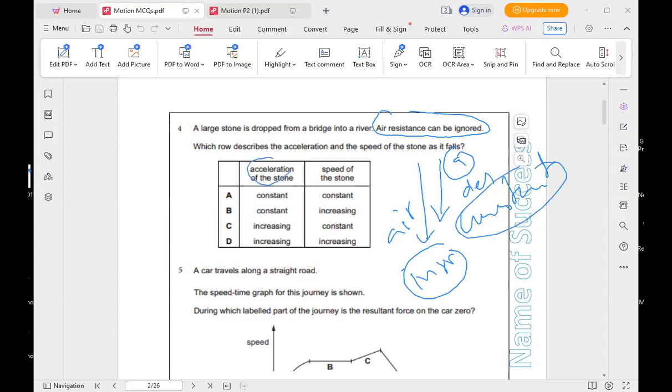So the acceleration is constant in part A and part B. Part C and part D are left out. In part A, the velocity is also constant, so it is left out. Part B is correct because the acceleration is constant and the speed is increasing.